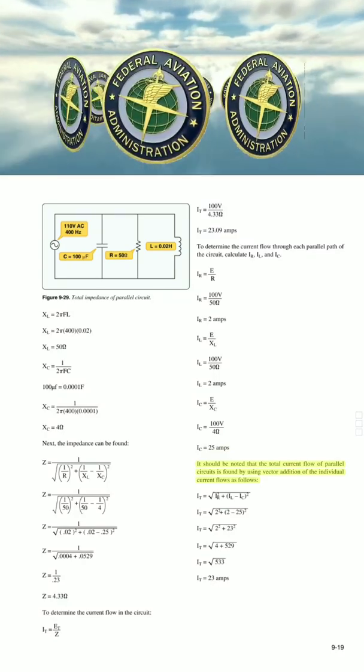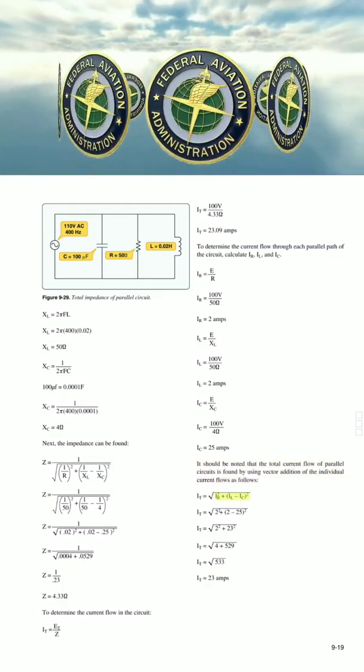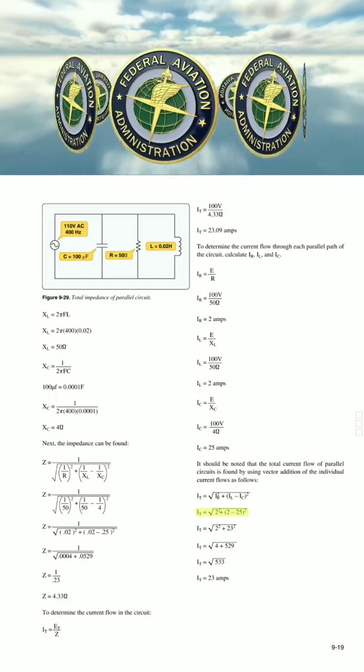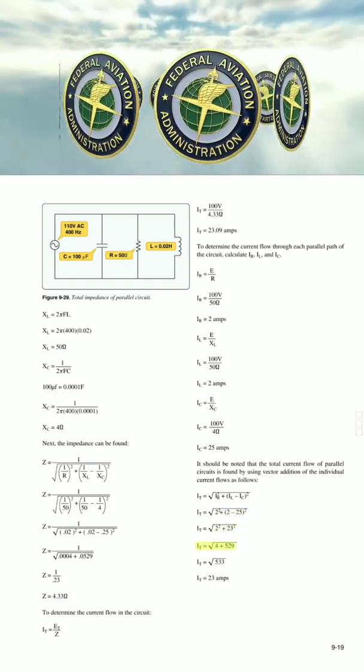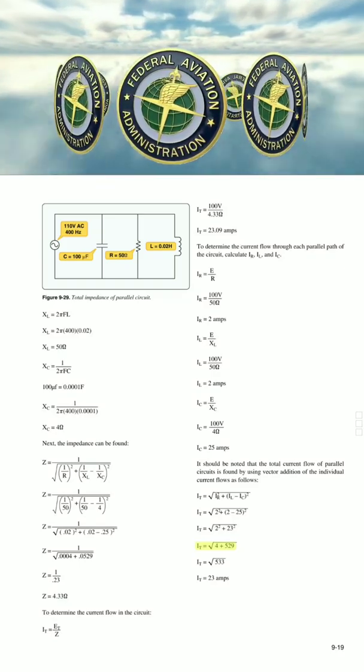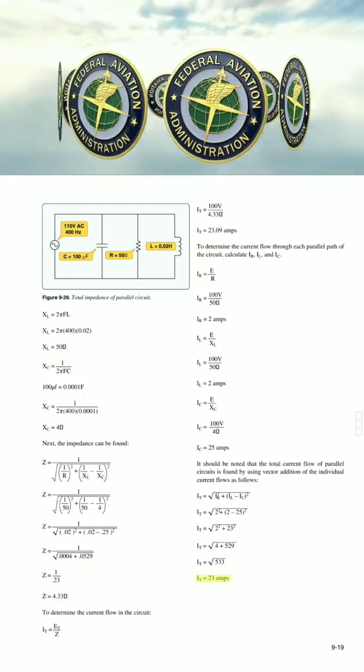vector addition of the individual current flows as follows. IT equals the square root of IR² plus (IL − IC)². IT equals the square root of 2² plus (2 − 25)². IT equals the square root of 2² plus 23². IT equals the square root of 4 plus 529. IT equals the square root of 533. IT equals 23 amps.